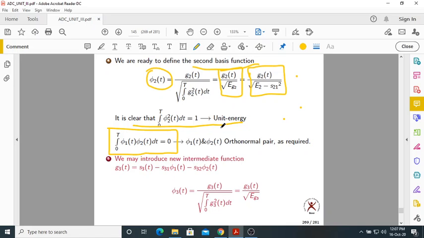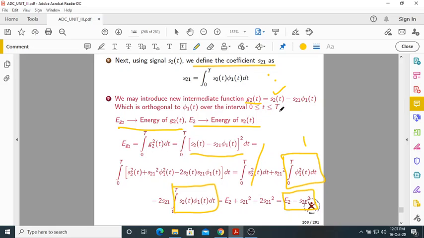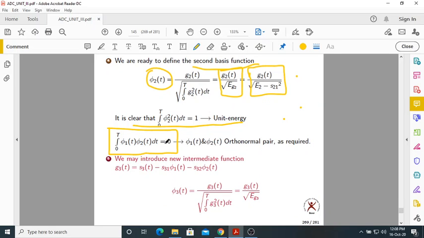What is phi2 of t actually? Phi2 of t equals g2 of t divided by the square root of its energy. What is g2 of t? S2 of t minus s21 phi1 of t. Substitute here and try to get the answer. It will be 0. I am not doing it here; you try to find it out. So this is the fourth step. In the fourth step, we have found two basis functions.